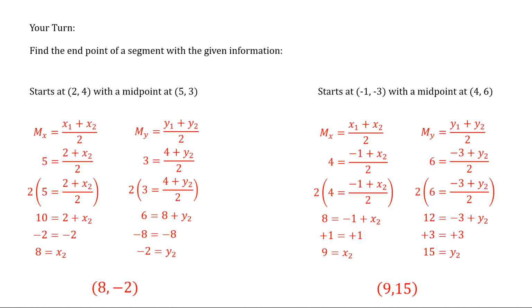Okay. So this is what we should have gotten. The first one, your midpoint should have been 8, negative 2, plugging everything in. The second one, you should have gotten the endpoint. Sorry, the endpoint was 8, negative 2. And the endpoint of the second one should have been 9, 15.